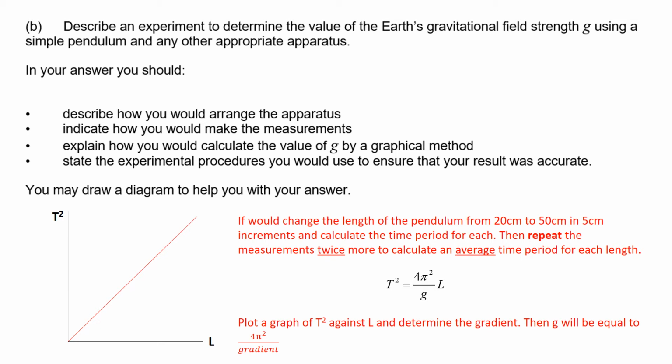So using the equation we were given, what I'm going to do is first square it. So we get t squared is 4 pi squared over g times L. So I've just rearranged it a little bit because I'm going to have L on the x-axis, t squared on the y-axis, which means the gradient is equal to 4 pi squared over g. So then that's going to mean that g is equal to 4 pi squared divided by the gradient of the graph, and that completes how we would describe this experiment.